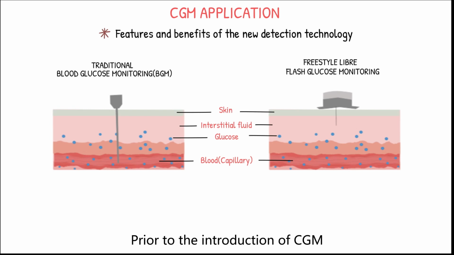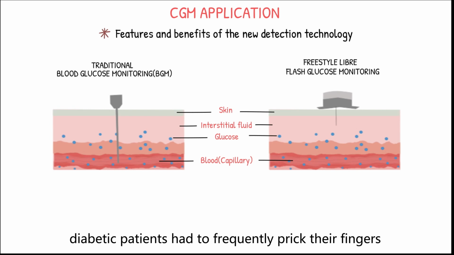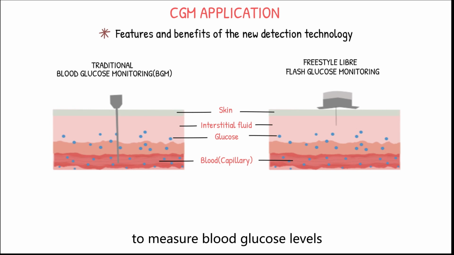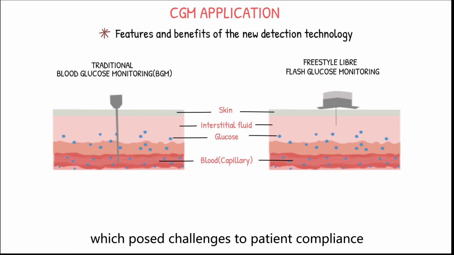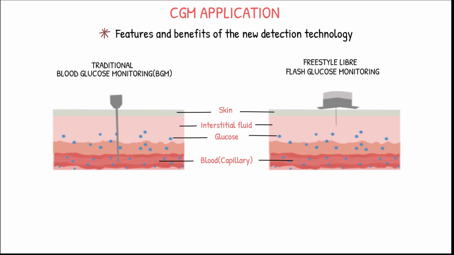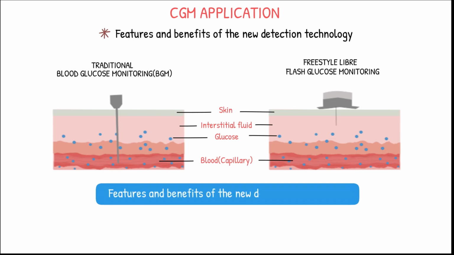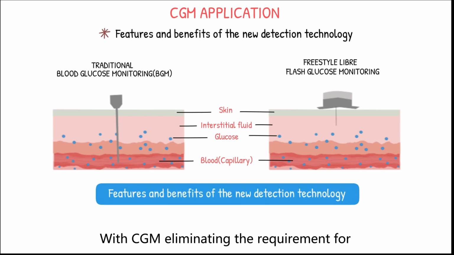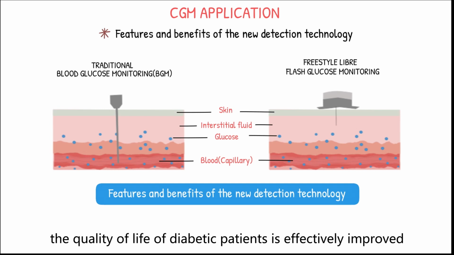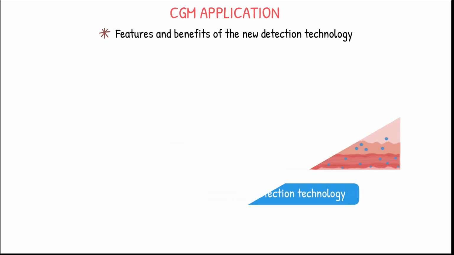Prior to the introduction of CGM, diabetic patients had to frequently prick their fingers to measure blood glucose levels, which posed challenges to patient compliance. Even in calibrated CGM systems, the frequency of blood collection is significantly reduced. With CGM eliminating the requirement for repeated blood collection, the quality of life of diabetic patients is effectively improved.